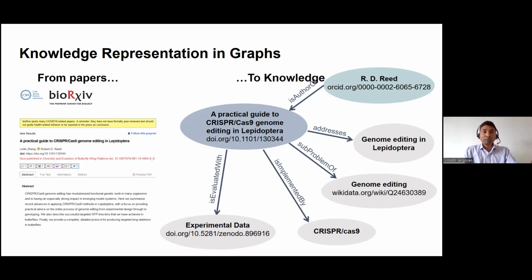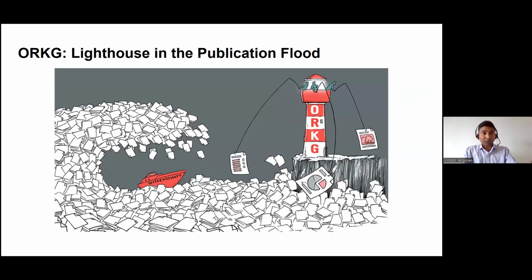So this would solve a lot of issues where, instead of focusing on the documents, we focus on the knowledge within the articles or within the documents. That would provide us a better overview of what we need to search. And that is going to change how we do 21st century science. Hence, the Open Research Knowledge Graph is like a lighthouse in the publication flood.